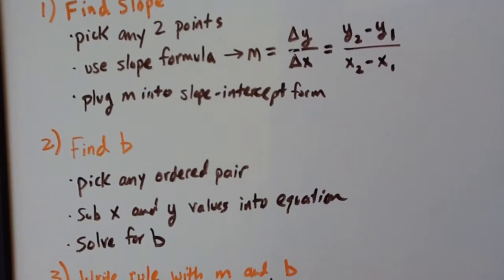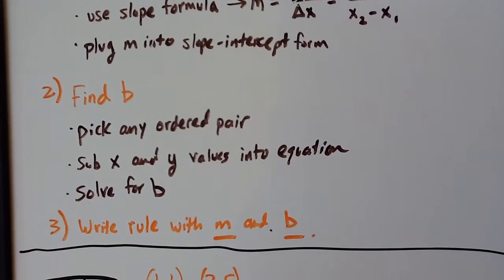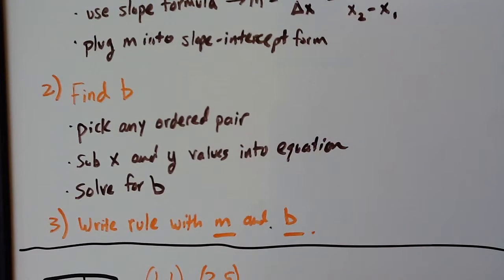Second, find b, find the y-intercept. To do this, you pick any ordered pair, you sub the x and y values into the equation, and then you solve for b. And then once you have m and b, you're able to write your slope-intercept form.